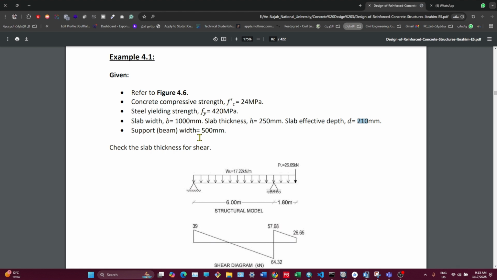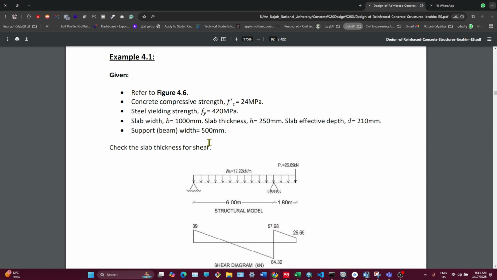Because the beam is supported by columns, and by the same concept, the slab is supported by beams. Is that clear? Yes. Okay, so we have the slab that's supported by beams. The beams have 50 centimeters or 500 millimeters width.